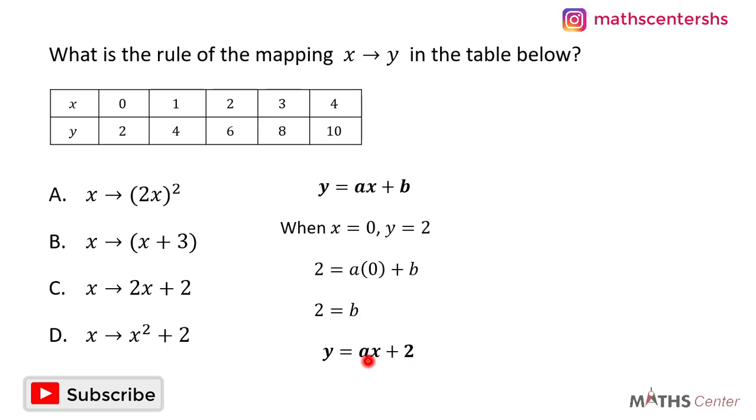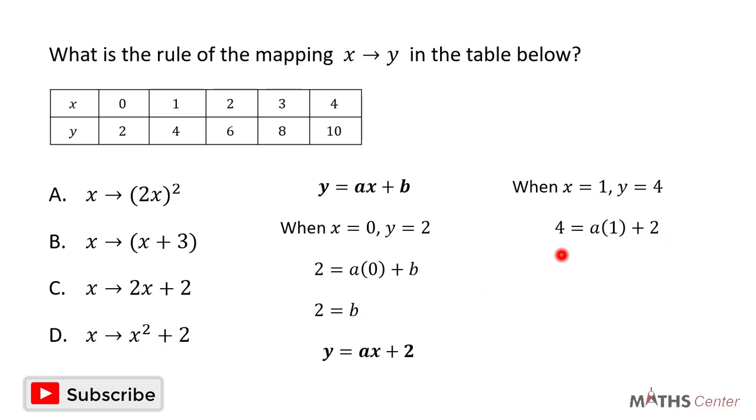The next thing we have to do is to find the value of a. To do that, I'm going to select another set of values. I'm going to select 1 and 4. When x is equal to 1, y is equal to 4. Remember, our rule is now y is equal to ax plus 2. So I'll substitute the two values we have here so that I can get the value of a. When x is equal to 1, y is equal to 4. And so you have 4 is equal to a times x, which is 1, plus 2. A times 1 will give us a. And so we have 4 is equal to a plus 2. When we group like terms, we will have 4 minus 2 is equal to a. And so we are going to have 2 is equal to a, or a is equal to 2.